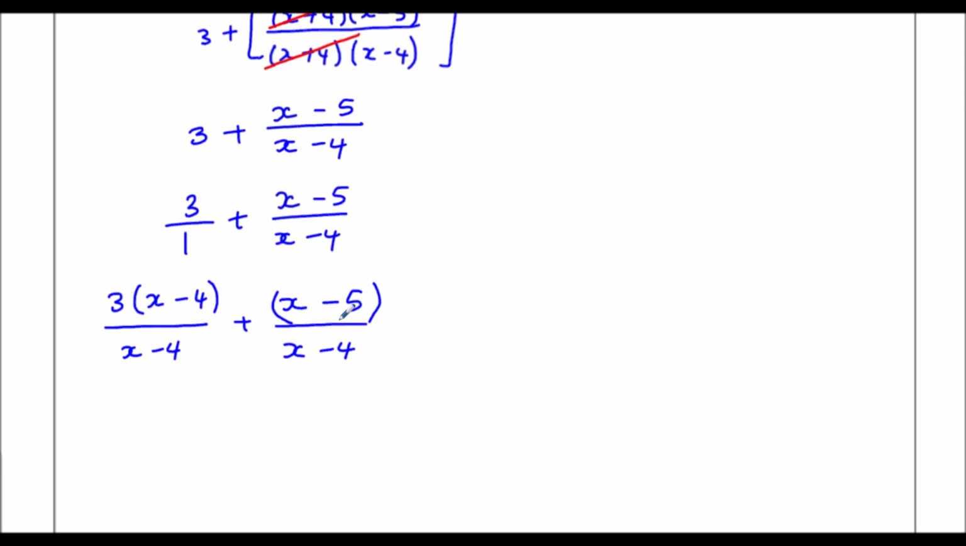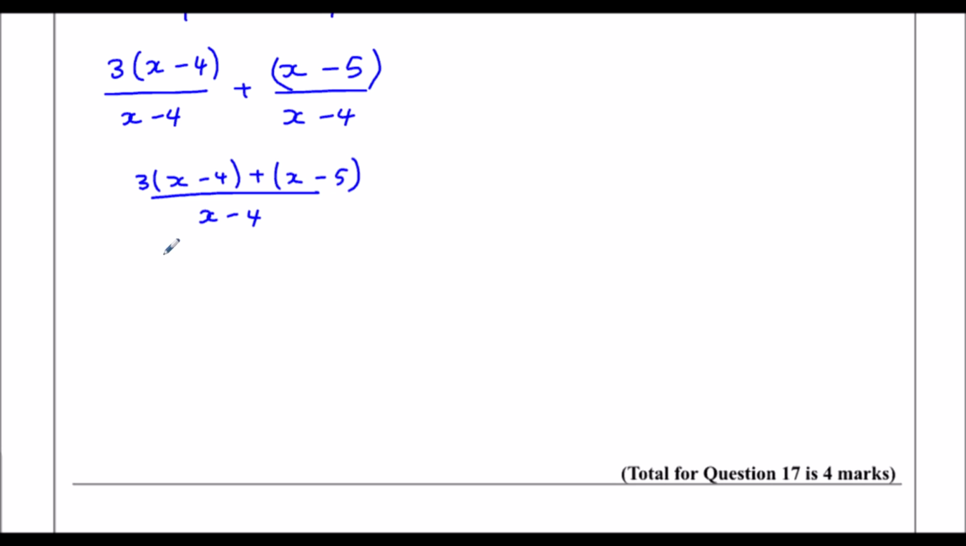I'm going to put x minus 5 in a bracket. That doesn't matter so much because I'm adding, but if I was taking away, I wouldn't want to forget to take away one of the terms. Now the denominators are the same, so I can add them. So I've got x minus 4 on the bottom. I've got 3 times x minus 4 plus x minus 5 on top.